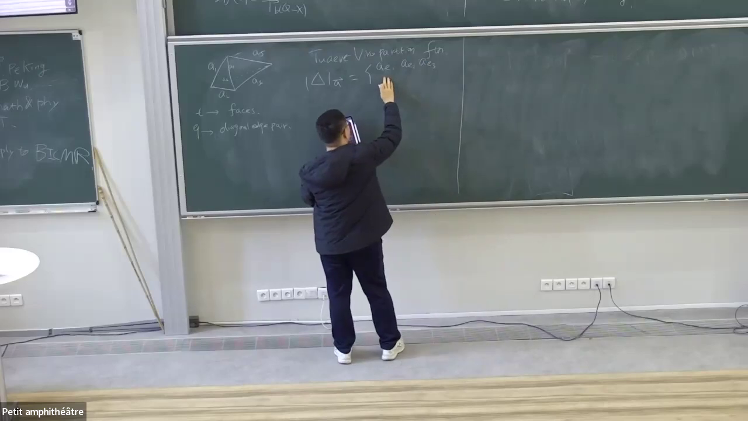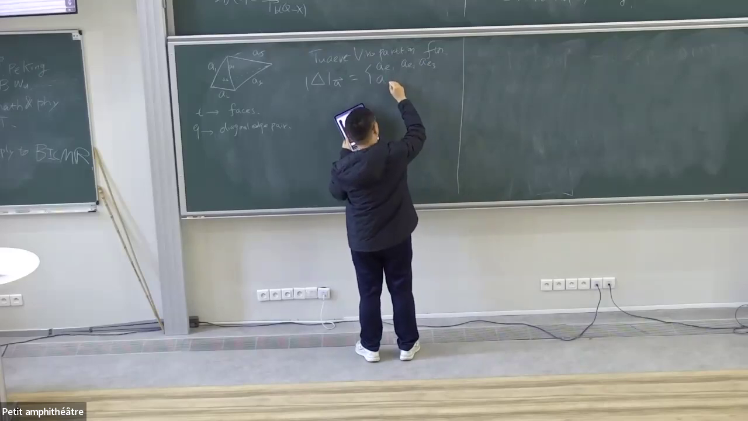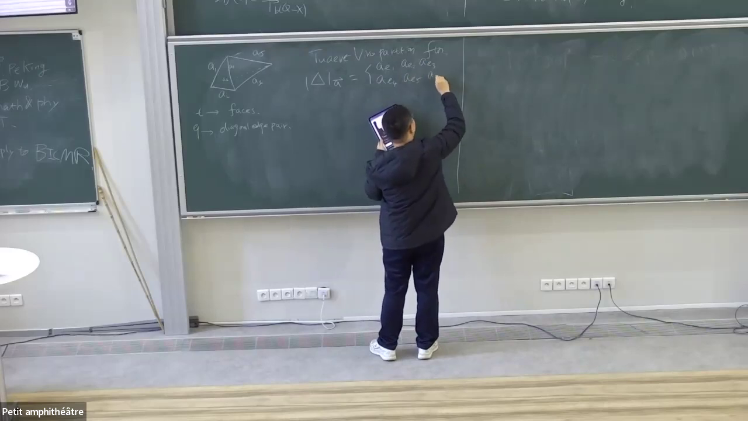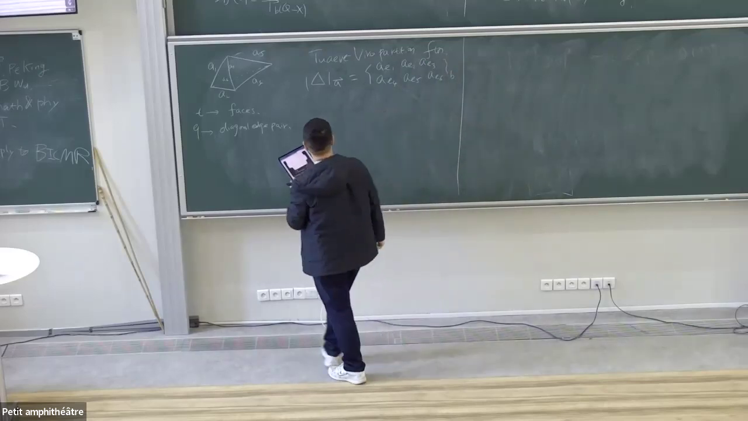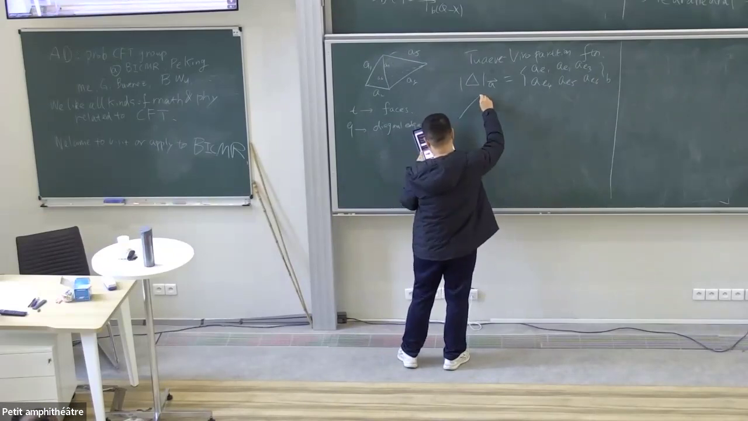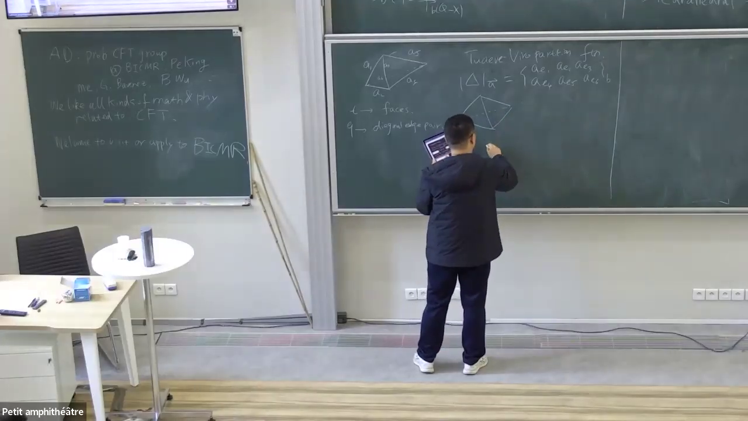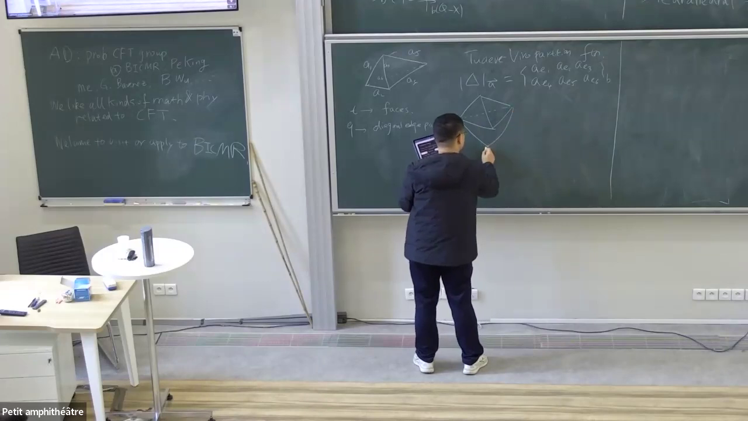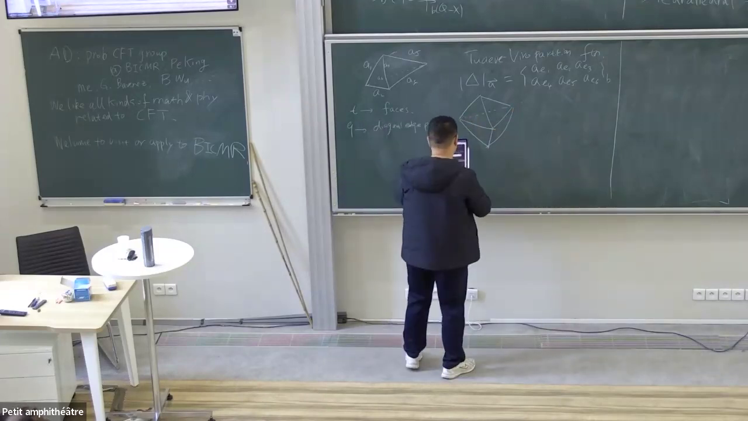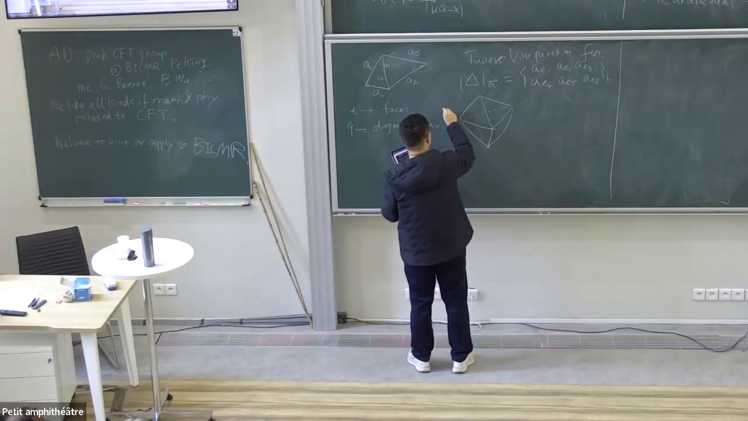Suppose I have a triangulation with edge labeling E1 to E6, then I can use this symbol. Okay, so now let's consider these kinds of triangulations. This is just the gluing of two tetrahedrons, okay? And then I define the partition function of this.